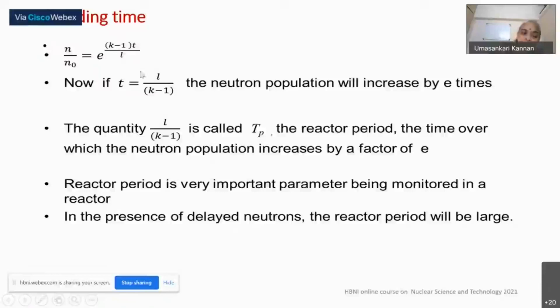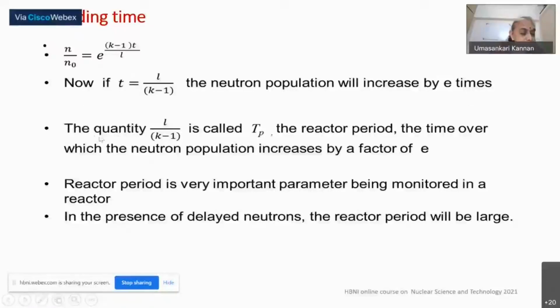We already derived an expression: n by n naught is equal to e to the power of (k minus 1) into t by L. And if t is equal to L by (k minus 1), the neutron population will increase by e times. So if t is equal to L by k minus 1, then your neutron population will be increasing by a factor of e.